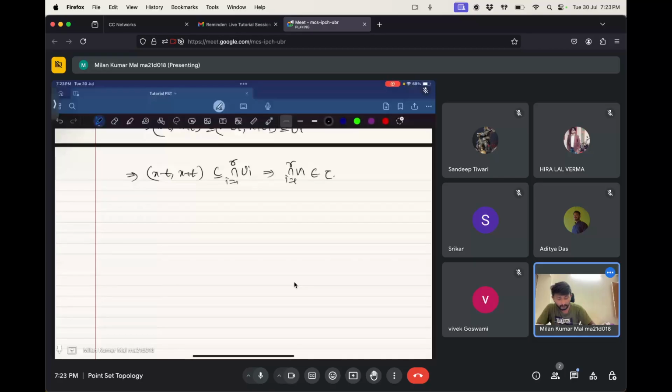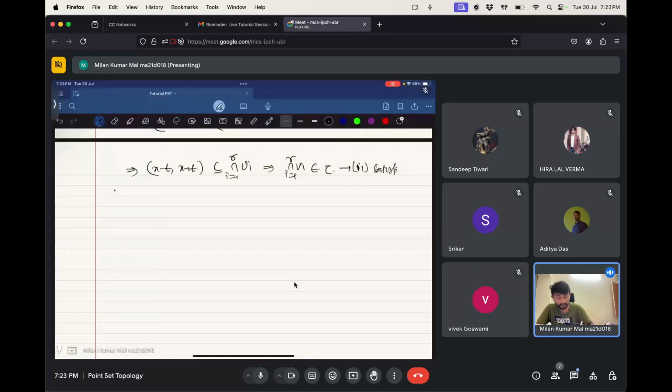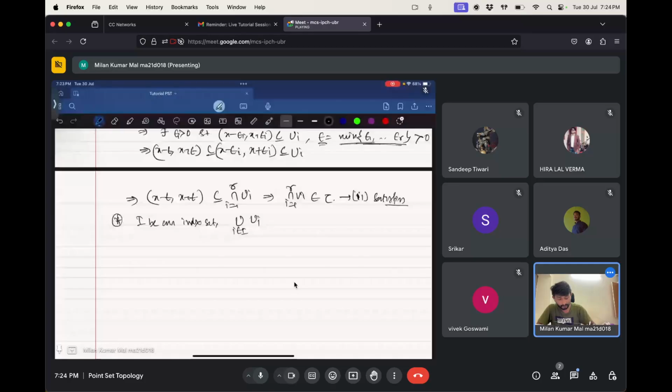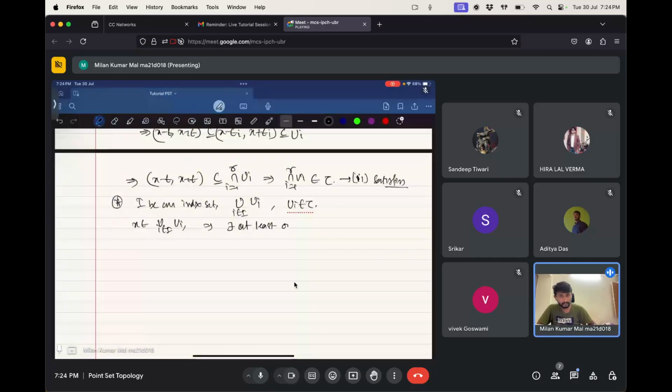Similarly, this satisfies the condition 2. And if I want to prove condition 3, take an arbitrary union. Let I be an indexing set, an arbitrary set, and let ui, i belongs to I, be such that each ui comes from tau. Then let x belong to the union of ui, i belongs to I. That means there exists at least one i belonging to capital I such that x belongs to this ui.